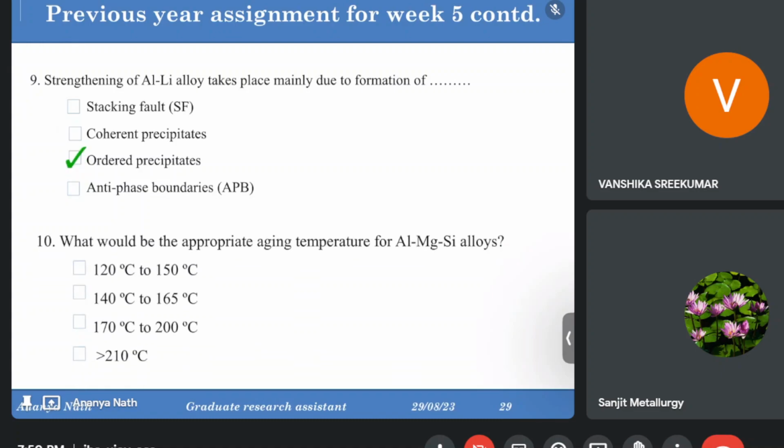What would be the appropriate aging temperature for aluminum, magnesium, silicon alloy? 170 to 200. Okay, yeah, that I was thinking of. APB is also true for strengthening now, because ordered precipitates is somehow also related to APB. Yeah, it's also a correct answer.